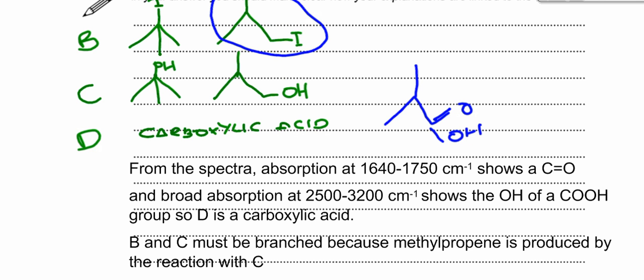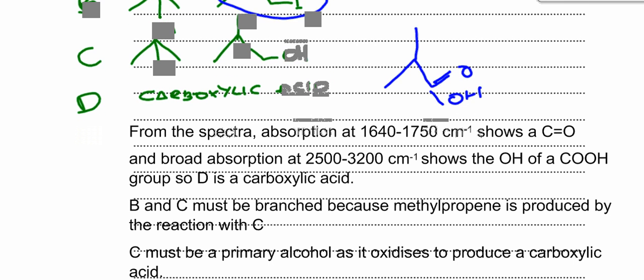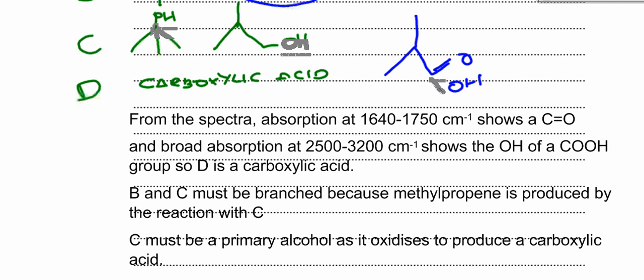So I can't get methyl propene if B or C is a straight chain. There's just no way I can do it. And thirdly, I can say, in addition, C must be a primary alcohol as it oxidizes to produce a carboxylic acid. So I've stated the reasons why I'm saying the things I'm saying. I've got my 3 isomers identified, I've used the spectra, I've used the fact that methyl propene is being produced, and I've shown that I know about the oxidation of alcohols. Now that's full marks for that question.